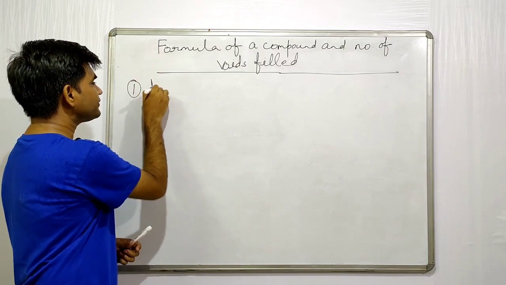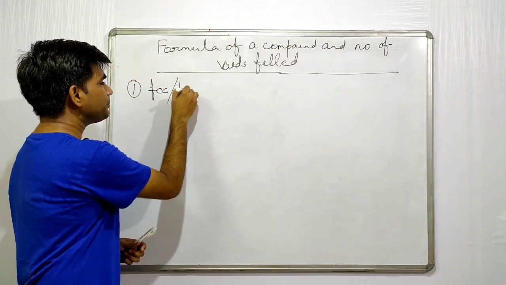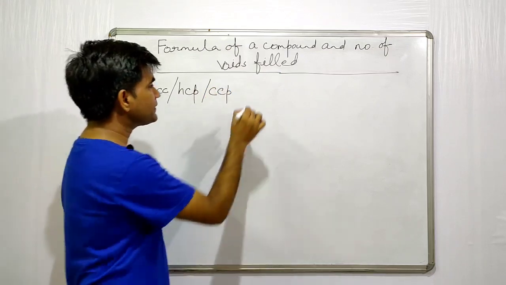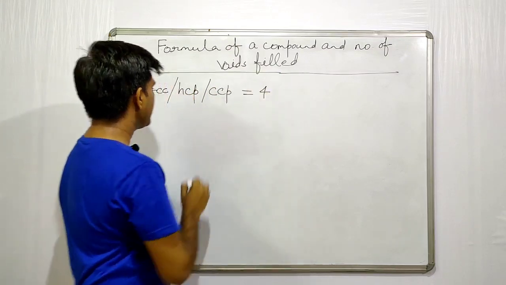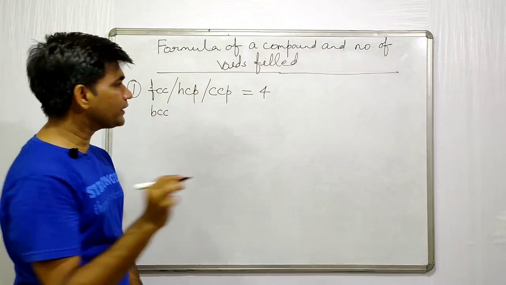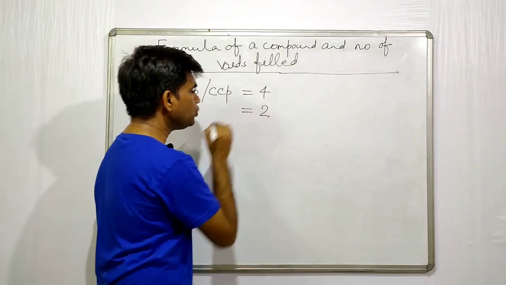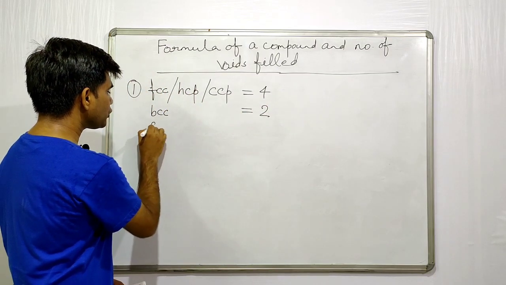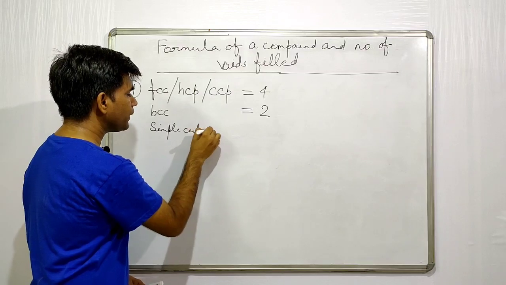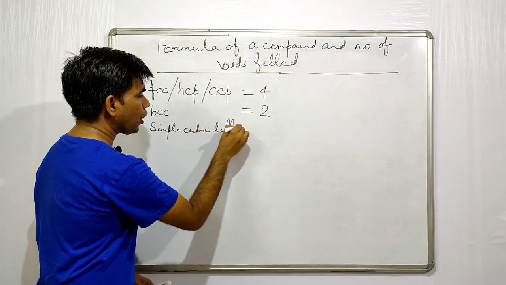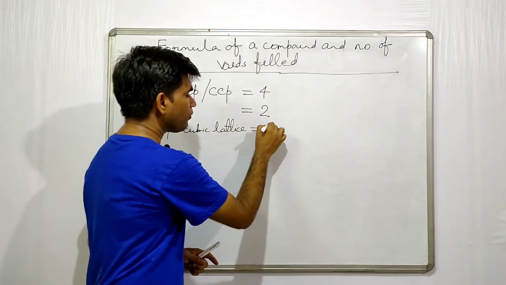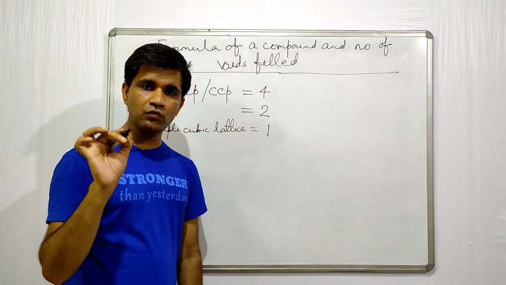In case of FCC, HCP and CCP, number of atoms per unit cell is equal to 4. In case of BCC, number of atoms per unit cell is equal to 2. In case of simple cubic lattice, or we can say in case of primitive unit cell, number of atoms per unit cell is equal to 1.